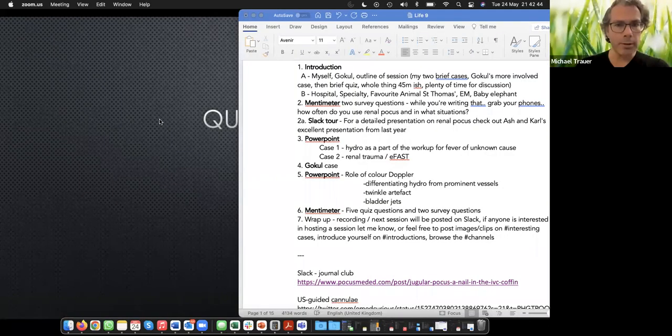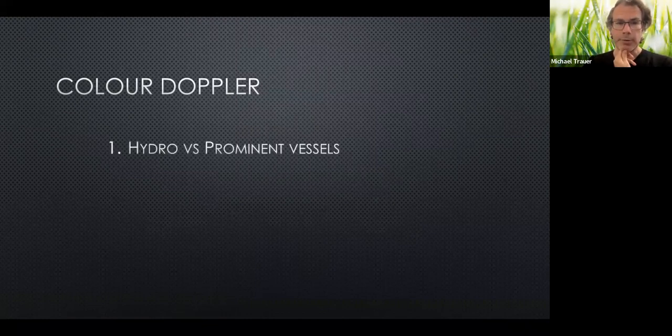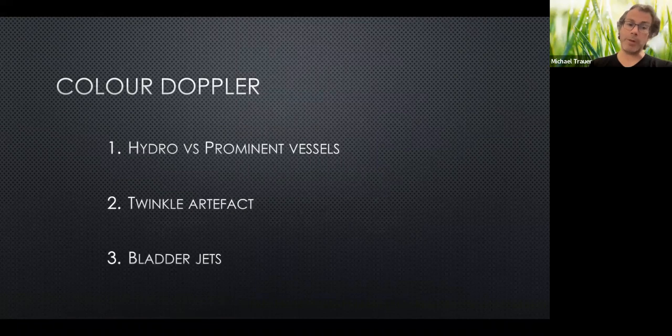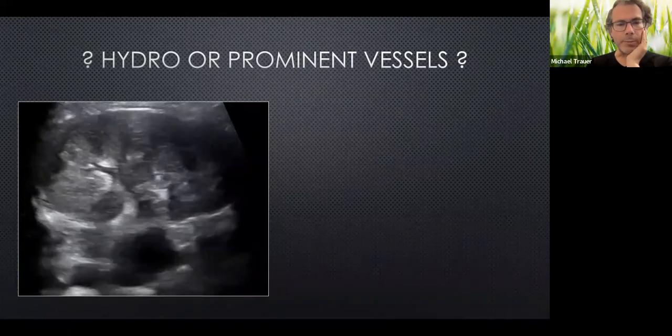So I have just a couple of slides I can quickly share just on the role of color Doppler in renal ultrasound, just to follow on from what you were saying there, Gokul. So great case, by the way. Thanks very much. So I think one reason to use color Doppler is if you're not sure if there's hydronephrosis or if it's just prominent vessels. And then, the other indications would be for the twinkle artifact and for the bladder jets or ureteric jets. So in this image, it looks like maybe there could be some hydronephrosis, right?